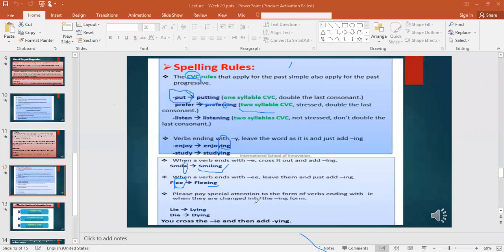Now we have to pay attention to the verbs that end with IE, such as the verb "lie" and "die." Look at the examples. What happened to the verbs "lie" and "die"? We cross out the IE and add -ing. So when you have a verb that ends with IE, you have to drop the IE and replace it with YING. This is the difference. Okay, guys? Got it?